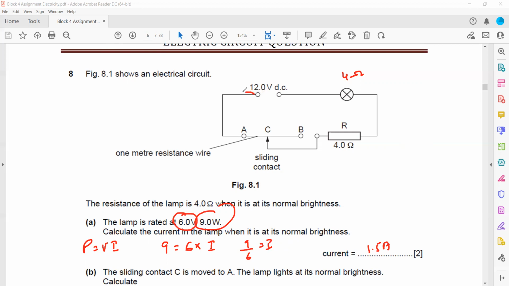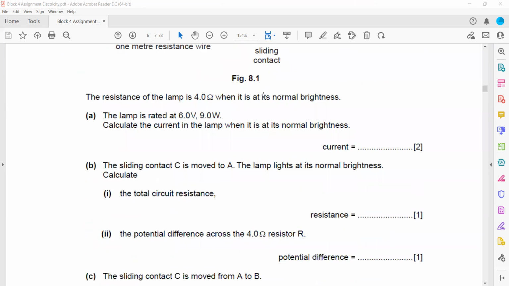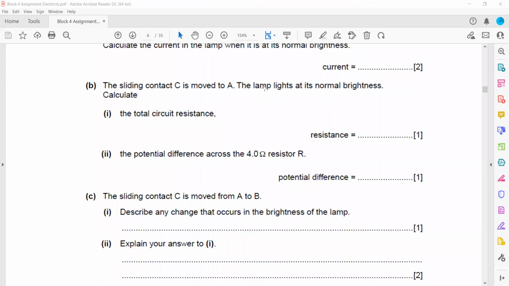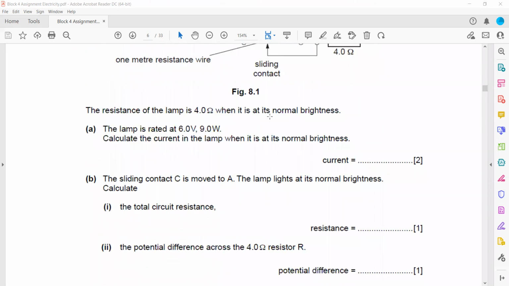And you can see they're all connected in series, as there is only one way for the charges to flow. So if 1.5 ampere is flowing through the lamp, the same 1.5 ampere is coming from the battery, and that same amount of current is flowing through each component. Because there's only one way for the charges to flow, this is a series combination, and in a series combination the current is the same in each component. The sliding contact, which is a movable part, is moved to A.